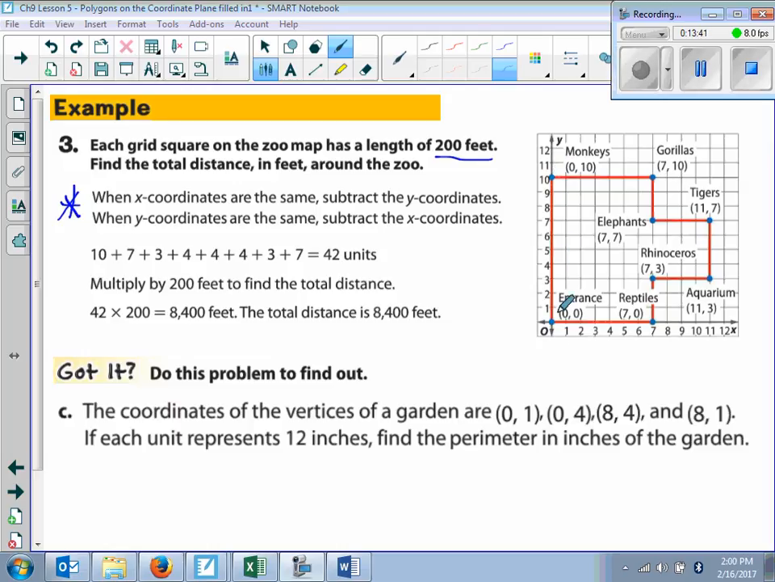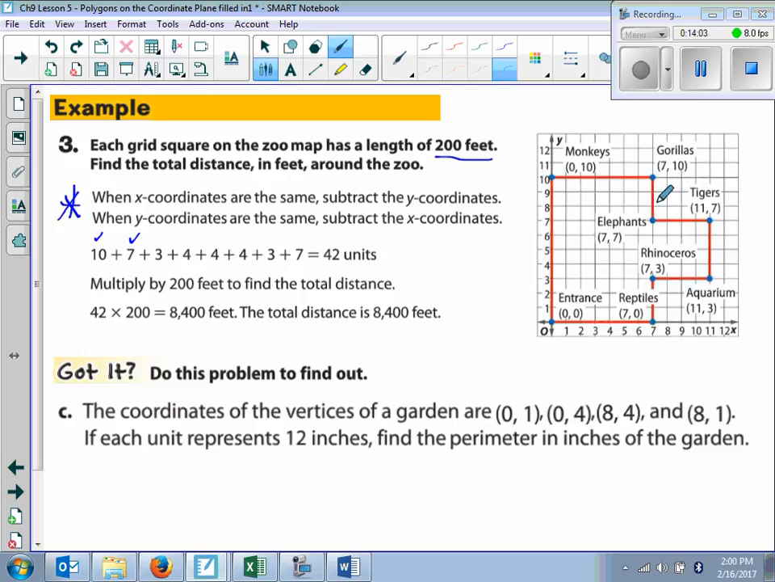So 10 minus 0 gives me 10. Does everybody see how we got that? Then here from the monkeys to the gorillas, which values are the same, the X's or the Y's? The Y's are the same, so we're going to subtract the X's. So 7 minus 0 is 7, so that's 7 units, right?